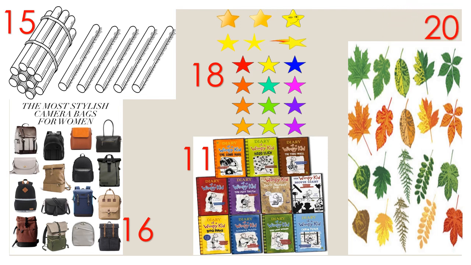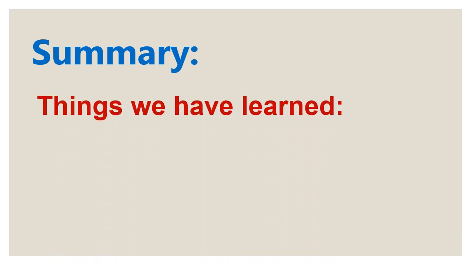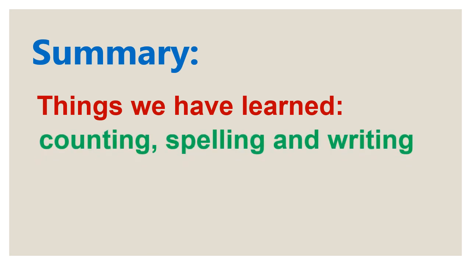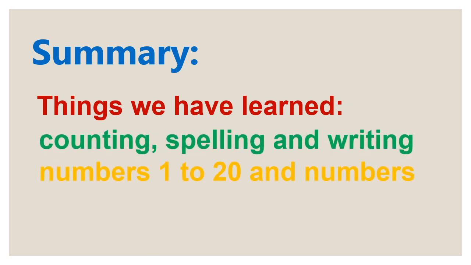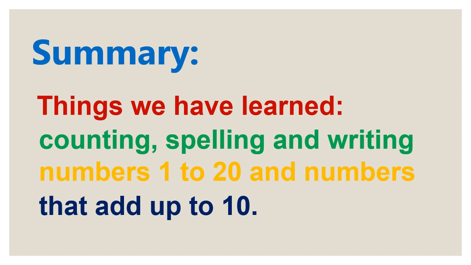Wow. So these are all the numbers from 11 to 20. So those are the things that we've got in this lesson. Now, the summary of this lesson is we've learned about these numbers 1 to 20, counting these numbers, spell this number, and writing those numbers. And not only that, we also learn about numbers that add up to 10.